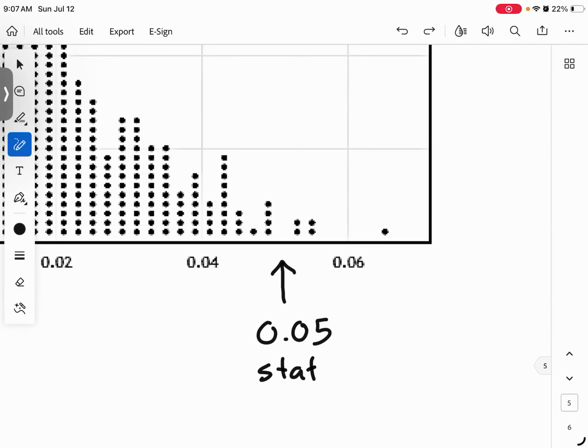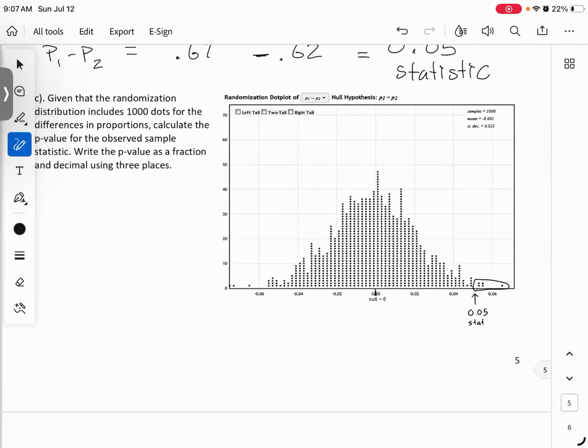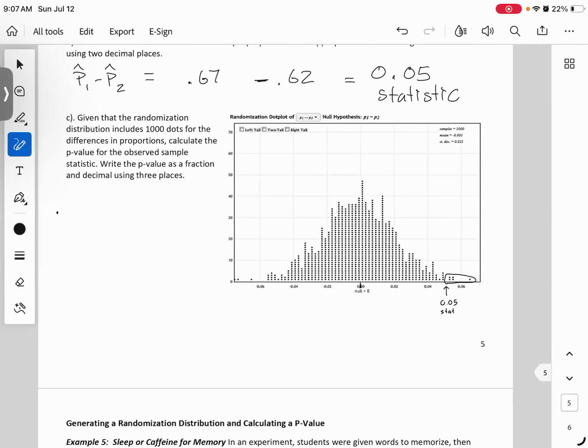So it's okay if you and I are slightly different on this one, but I would have nothing to count there, and then I would have 5 dots to my right to count. Now, this would help us get the p-value, but keep in mind, since this is a two-tailed test, you would have the 5 out of however many total dots there are. Right there, they tell us that there's 1,000 of them.